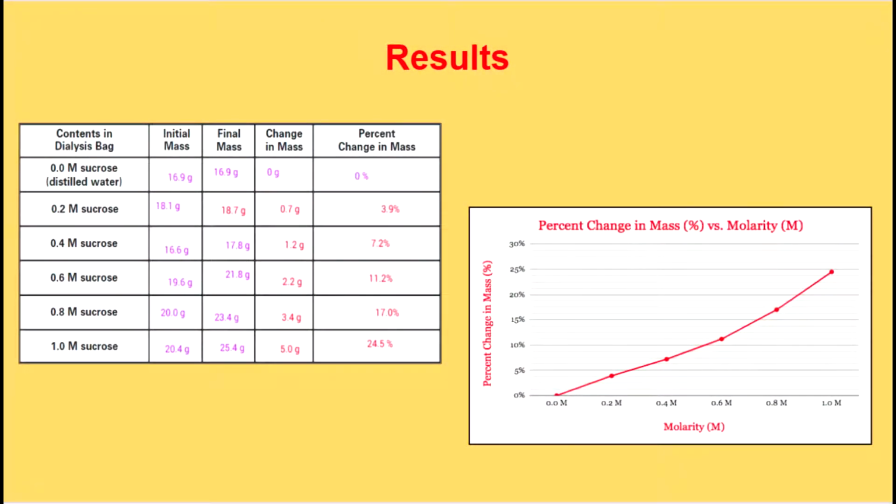If you look at the table on the left, you can see that as the molarity of the sucrose solution increases, the resulting percent change in mass also increases. And if you observe the graph on the right, you can see that there's a direct relationship between the increasing molarity of the sucrose solution and the resulting change in mass.